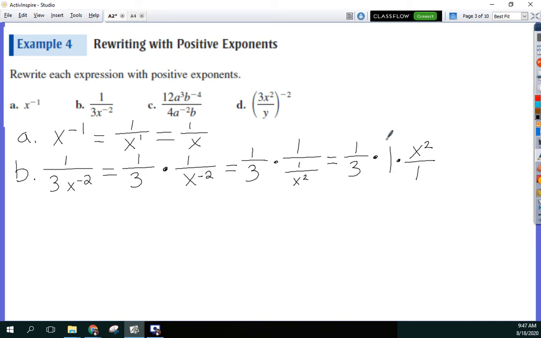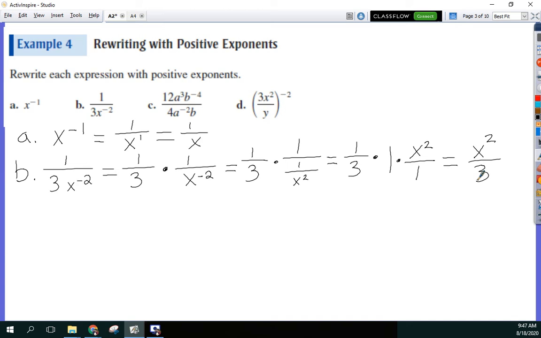So we keep it, we change it, and then we flip it. So keep the numerator, change to multiplication, and flip the denominator. And then I can just multiply straight across. So 1 times x squared gives me x squared on top, and 3 times 1 gives me a 3 on bottom.